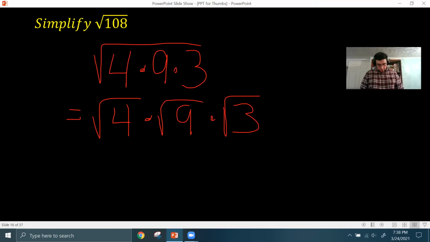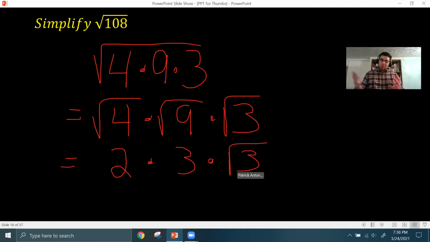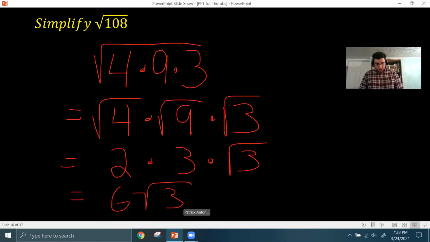Square root of 4, 2. Square root of 9, 3. Square root of 3, can't take the square root of that unless you had a calculator, but we're not talking about doing that. Stays in the radical as square root 3. Then the 2 times 3 just equals 6, and you have 6 root 3 as your answer. So the simplified form of square root 108 is 6 square roots of 3.